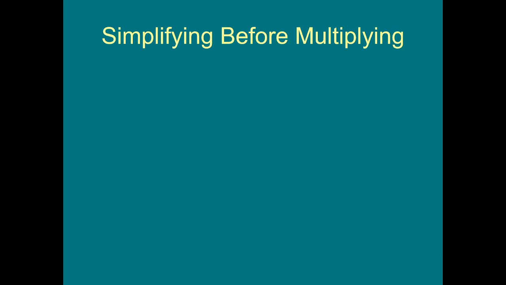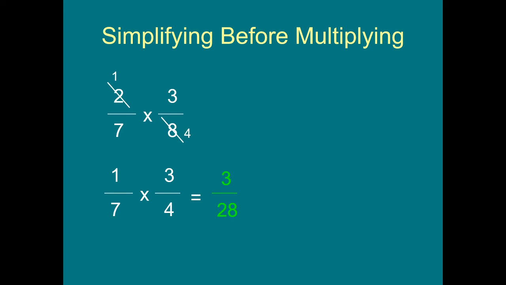Now, there is a possibility, if you guys would like to try this strategy, of simplifying before we actually multiply. Let's say we have 2/7 by 3/8. We're going to simplify these numbers before actually multiplying them. We take a look at our first numerator and we see it has a factor of 2 in common with our second denominator. So half of 2 would be 1 and half of 8 would be 4. This is what our fraction would now look like: 1/7 times 3/4, which will give us 3/28.